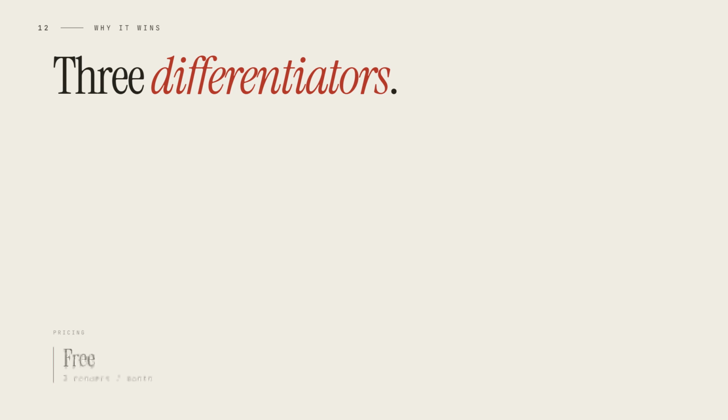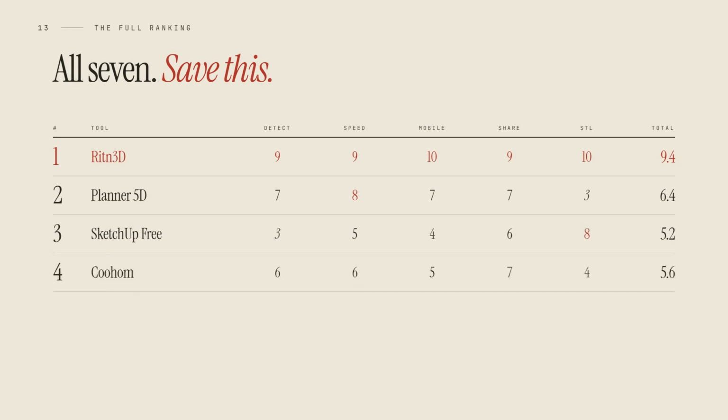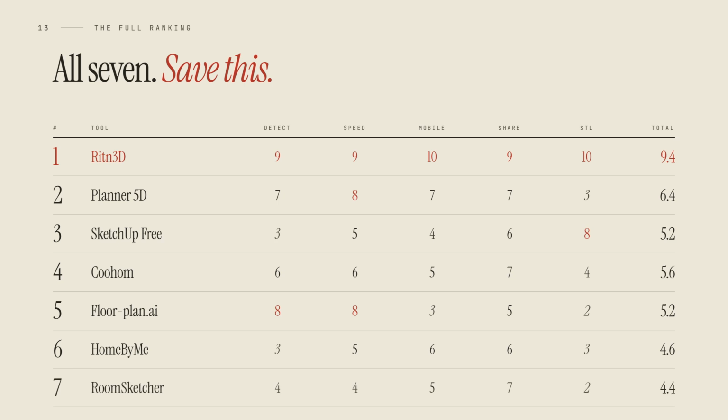Free tier is 3 renders a month, no credit card. Pro is $9.99 a month. Pro Plus at $19.99 unlocks STL export. Written 3D scores 9.4 out of 10. First place. Alright, full ranking. Written 3D leads at 9.4, Planner 5D second at 6.4, and the rest cluster somewhere in the 4s and 5s.